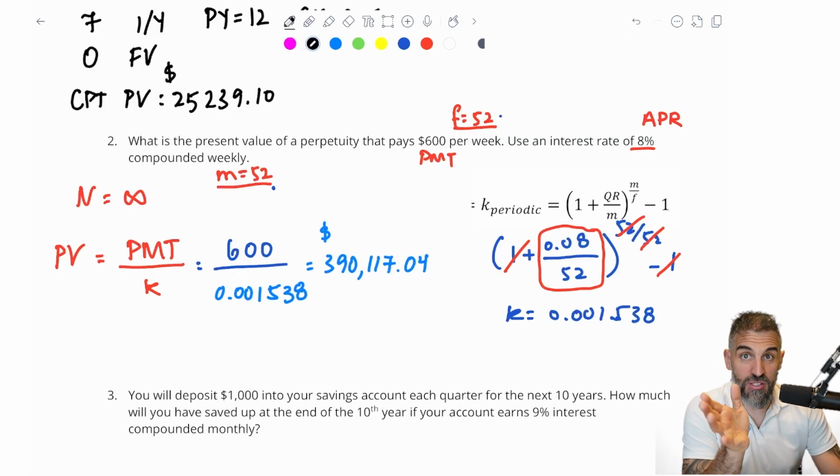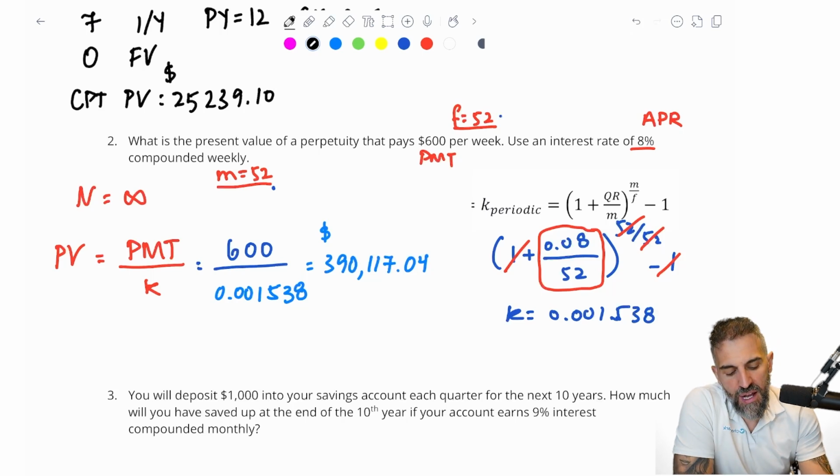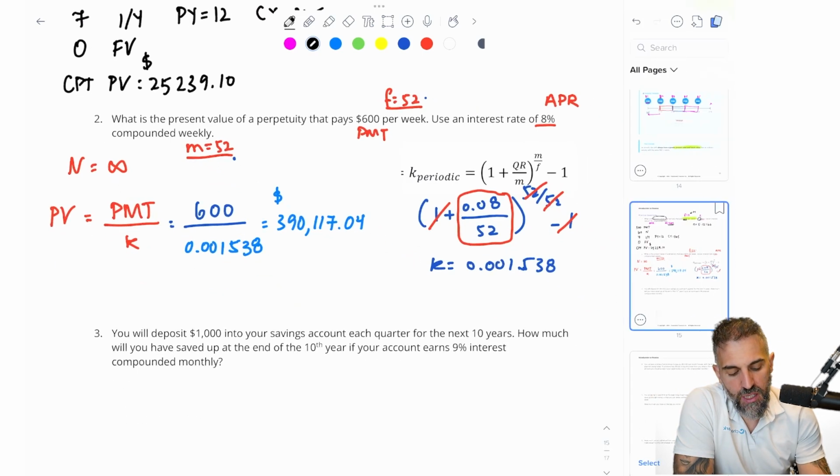And this for some people is a sticking point. They're like, I don't get that. How could that be? If it goes on forever, how could you put a value on it? Isn't the value infinity? Fair point. But you have to understand something about time and money.